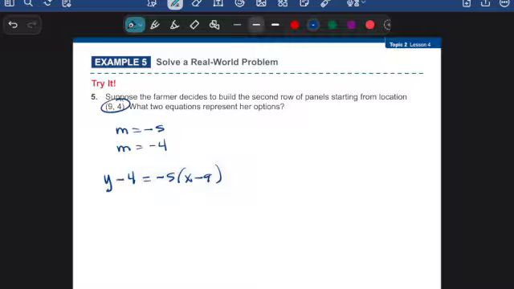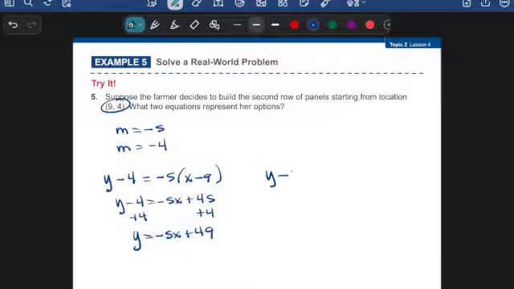Let's practice distributing. Y minus 4 equals -5x plus 45. I'm going to add 4 to both sides. Y equals -5x plus 49. Again, you don't need to do this, but I just want you to practice going from point-slope form to slope-intercept form. Okay, the second equation with a slope of -4.